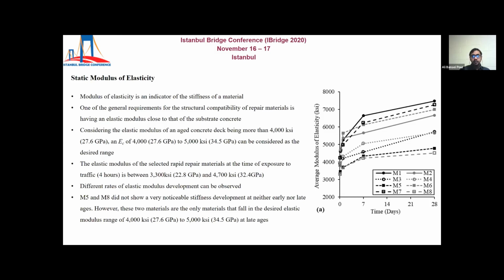The elastic modulus for the selected rapid repair materials at the time of exposure to traffic, which is around 4 hours, is between 22.8 gigapascal and 32.4 gigapascal. Just like compressive strength, we observe different rates of elastic modulus development. M5 and M8 did not show a very noticeable stiffness development at either early or late ages. However, these two materials are the only materials that fall in the desired elastic modulus range of 27.6 gigapascal to 34.5 gigapascal.